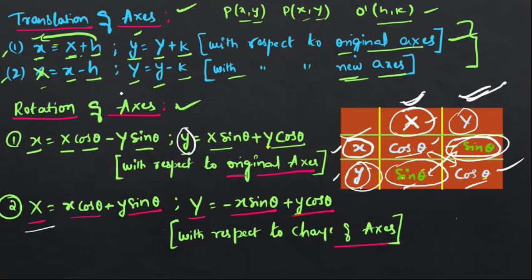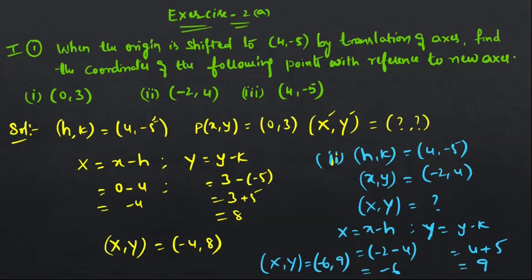Chalo, now we'll start the exercise problems. See, first problem: when the origin is shifted to 4 comma minus 5 by translation of axis, then find the coordinates of the following points with reference to the new axis. So first we should know what is given here. See, the origin is shifted to this point, so obviously this is the new origin position. So this is nothing but h comma k. So h comma k is given as 4 comma minus 5.